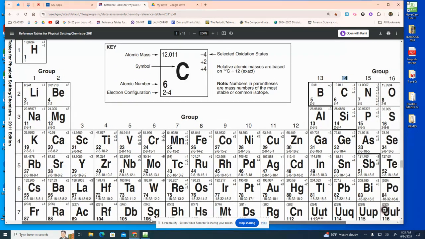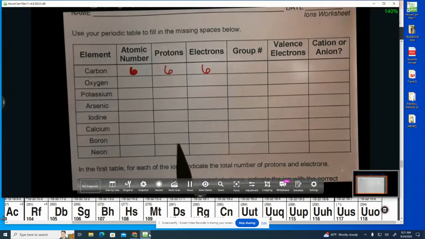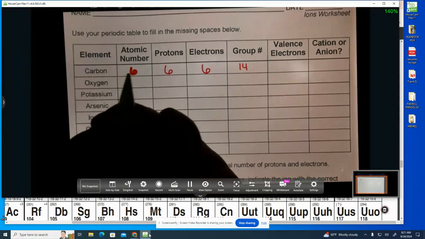So for those of you who are not with us, is there anybody out today? No, I don't think so. Okay, group 14, right here, there's carbon. So group 14, how many valence electrons does it have?